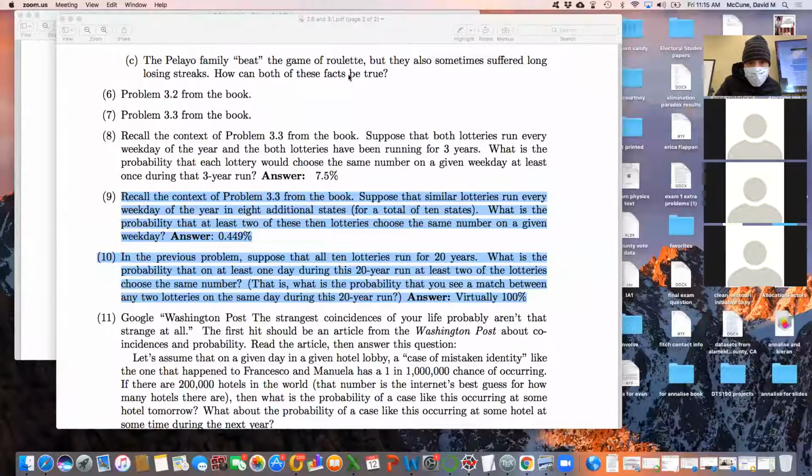Can I? Oh yeah, that's right. Can't minimize. Okay.